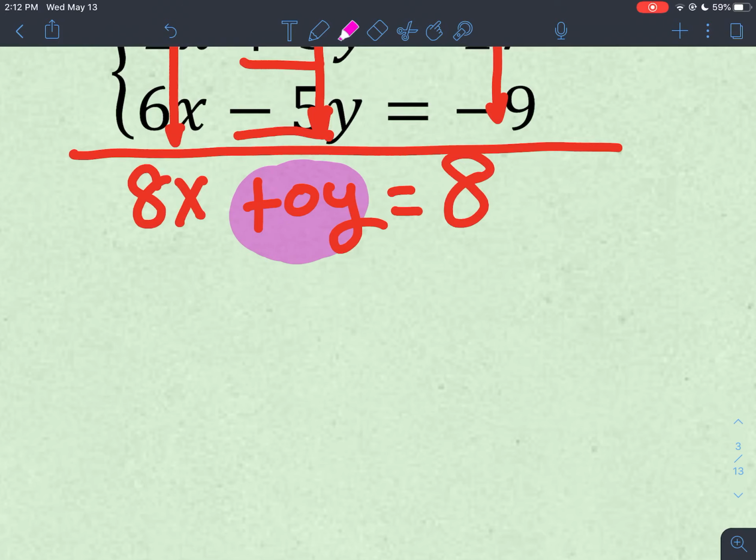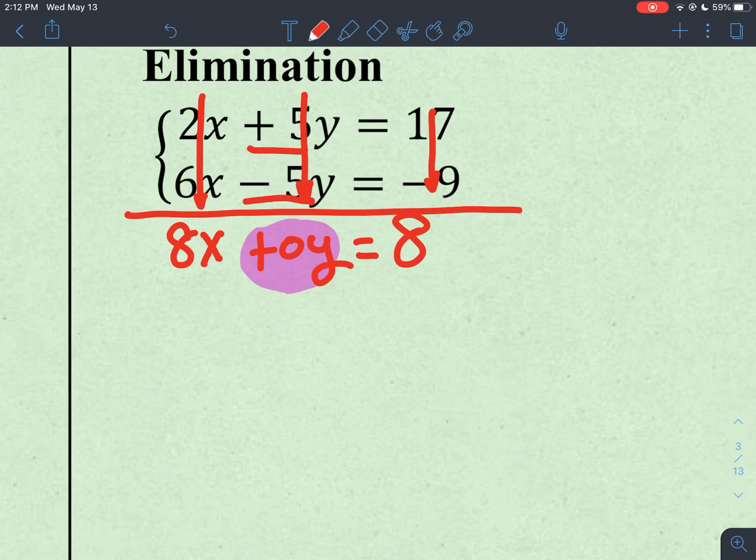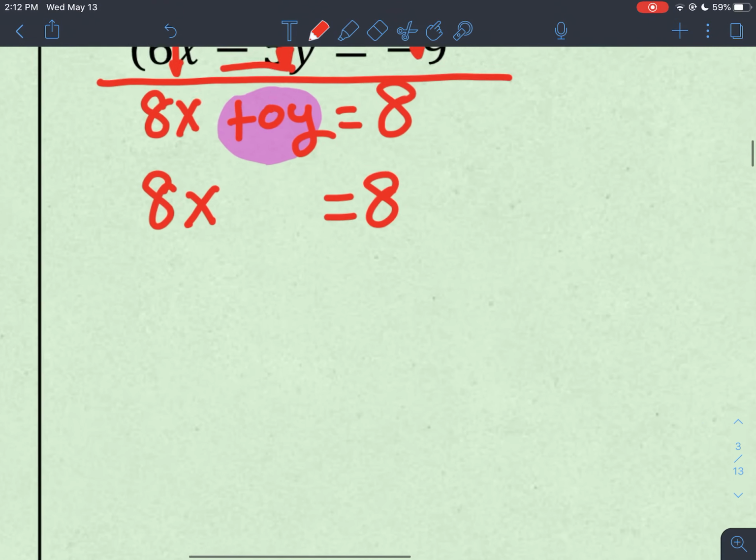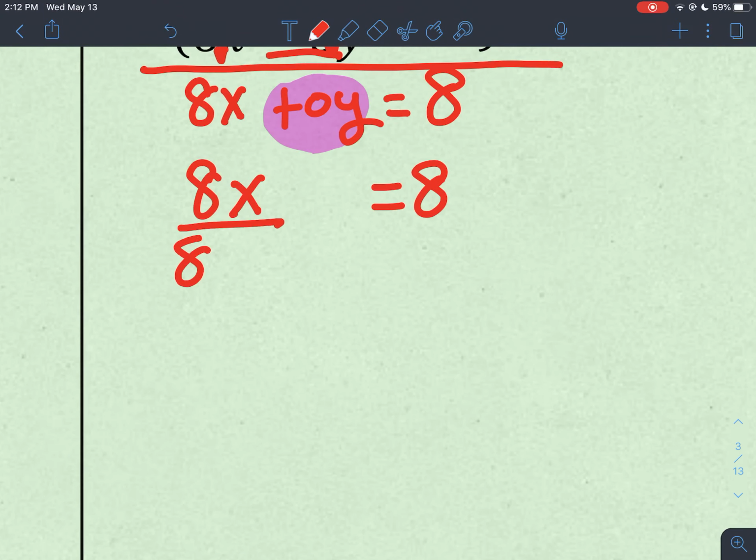Now, you might look at this and say, well, 0y is just going to end up being 0. And that's true. So really what we have when we add down the line is 8x equals 8. So that's going to be the first one. We're going to add the equations together to eliminate one of the variables. Notice now down here, we only have an x in the situation. Then we're going to solve for the remaining variable. So I have 8x. We know that we're going to divide that by 8, and I get x equals 1.